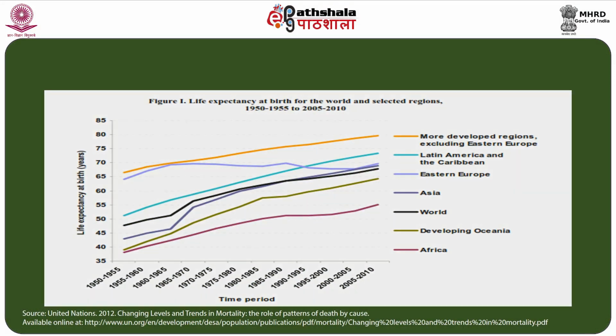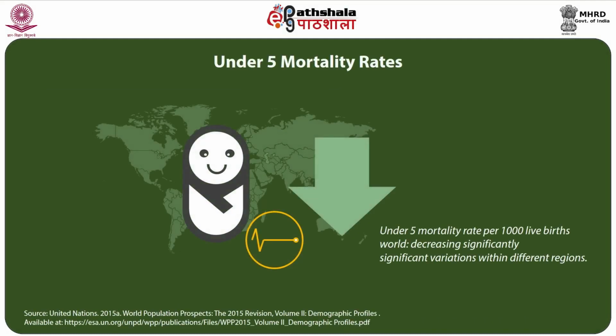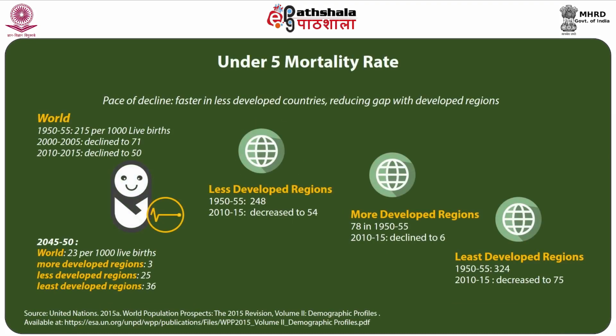What about the under 5 mortality rate, which is also important for us to analyze when we look at mortality trends? While in the world as a whole there is a steady decrease, there are also significant variations within different regions of the world. For instance, if we take the world as a whole, childhood mortality was as high as 215 per thousand live births in 1950 to 55, came down to 71 in 2005 and further declined to 50.